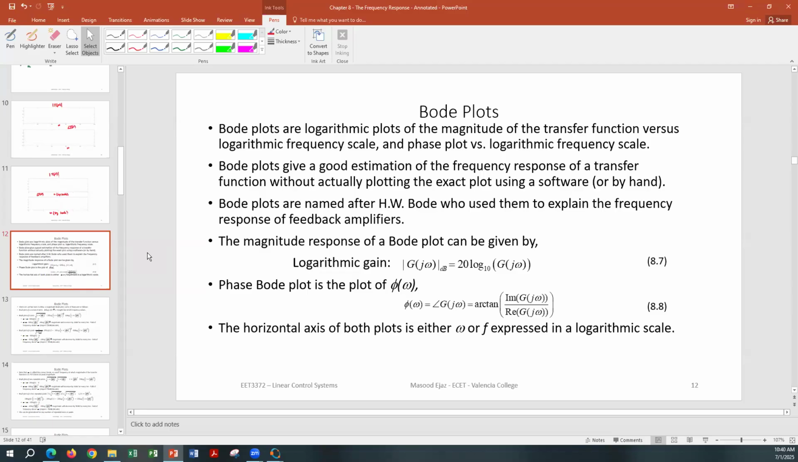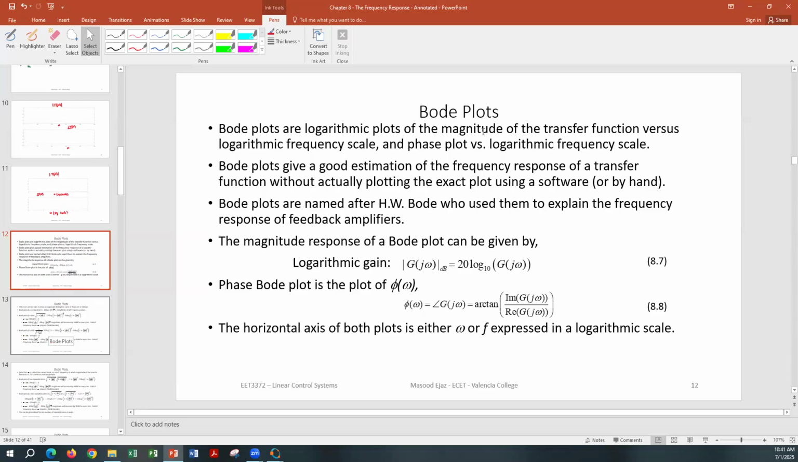Actually, your next project is going to be based on the Bode plot. And there is a function of Bode plot in MATLAB, but that function again plots the exact plot of 20 log 10 of g j omega. It's not the approximate plot. So the goal of the Bode plot is kind of killed if you plot the exact plot, because that's not the goal of the Bode plot.